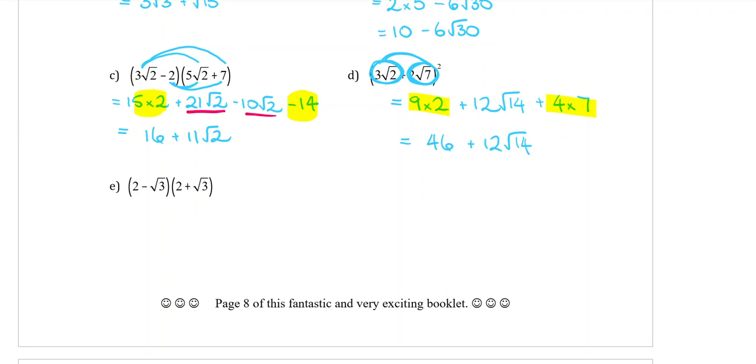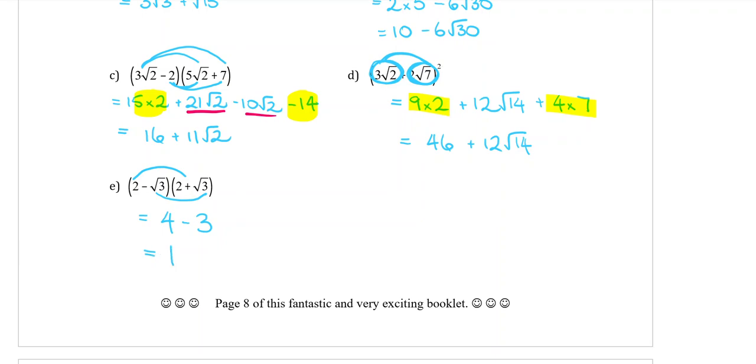Question E. This is a double set of brackets, but even more special than that, it is a difference of 2 squares because the brackets are the same, but one has a plus and one has the minus. That means the middle 2 terms of your FOIL expansion will cancel out. So the short method to expand this is to do first with first. 2 times 2 is 4. And then do last with last. Minus root 3 times root 3 is negative 3. 4 minus 3 is 1.